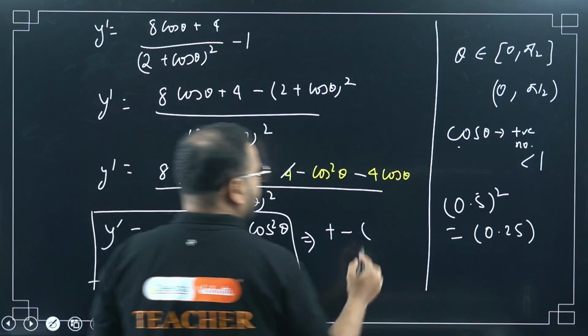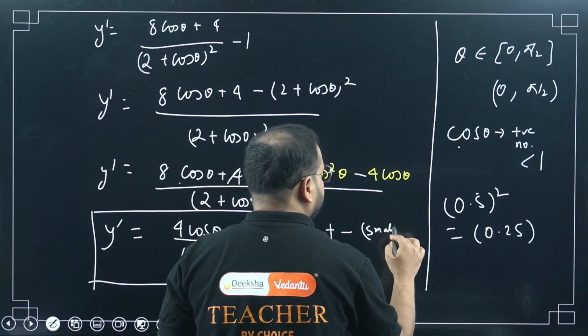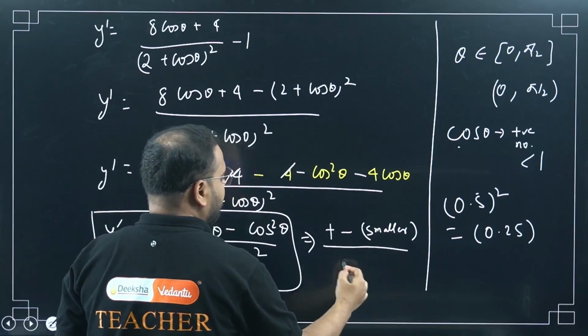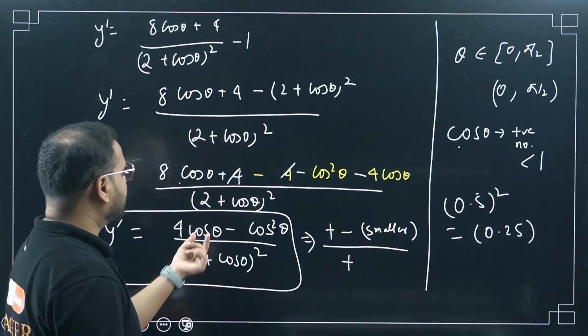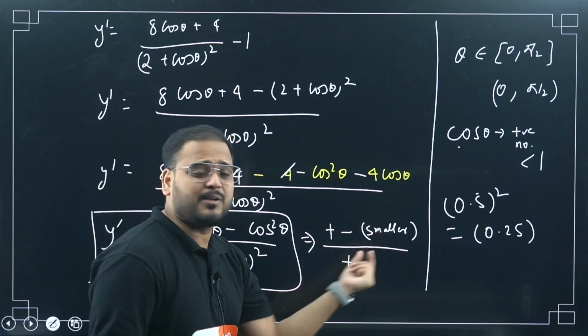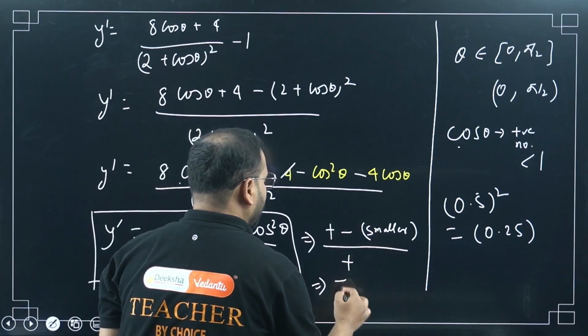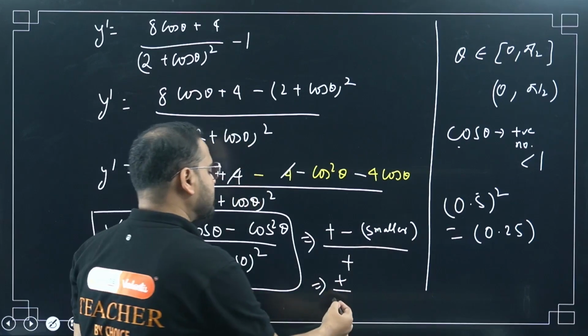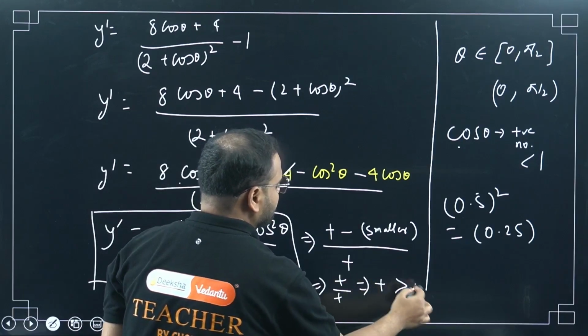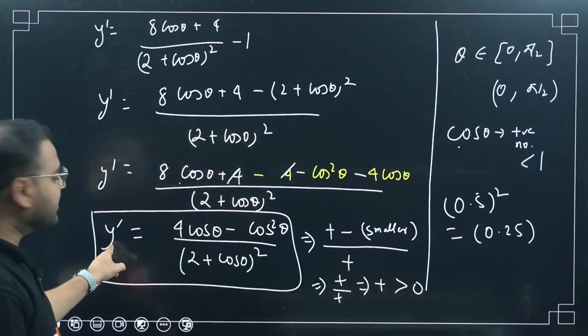You'll get a smaller positive number only. And this will be again positive. Please check, the square of any number is positive. This is a very small number. A positive number minus a very small number will be again positive only. And the denominator is again positive. So positive by positive means positive only. Positive means greater than 0. So I have established that the derivative is greater than 0.